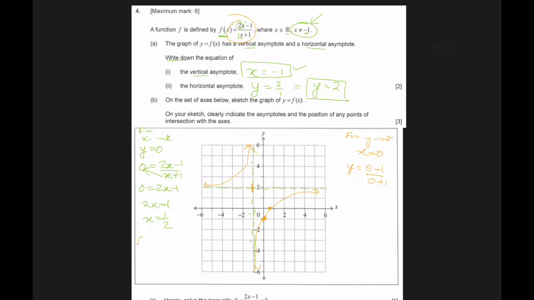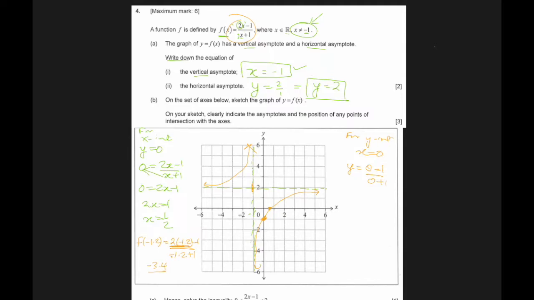So f of minus 1.2, what will that be? 2 times minus 1.2 minus 1 divided by minus 1.2 plus 1. This is minus 2.4. Mind you, we can't use a calculator, okay? So minus 2.4 minus 1 will be minus 3.4.